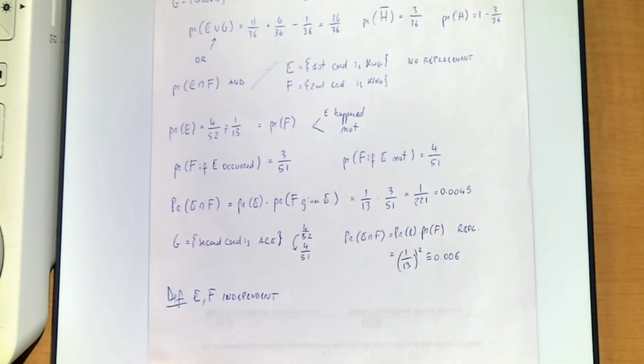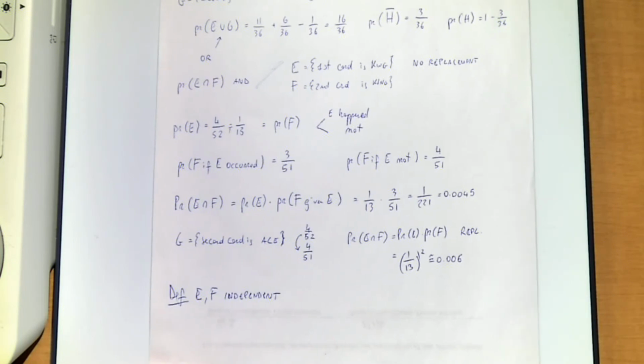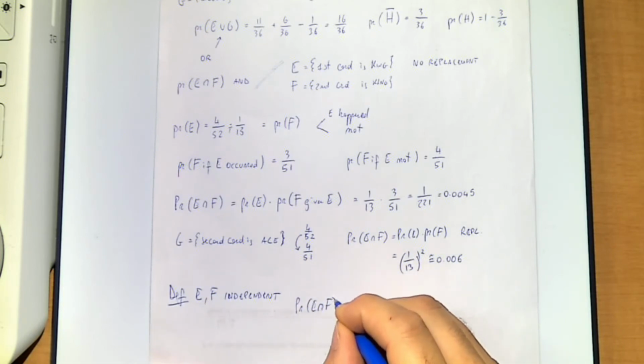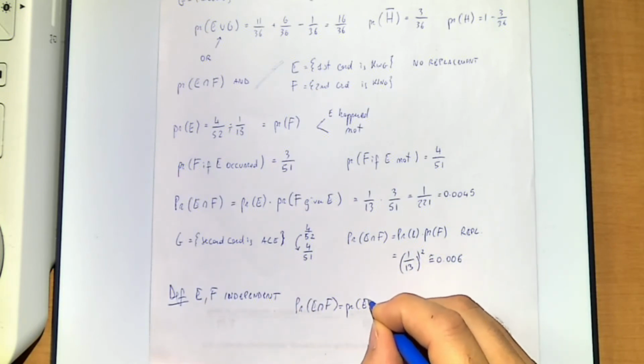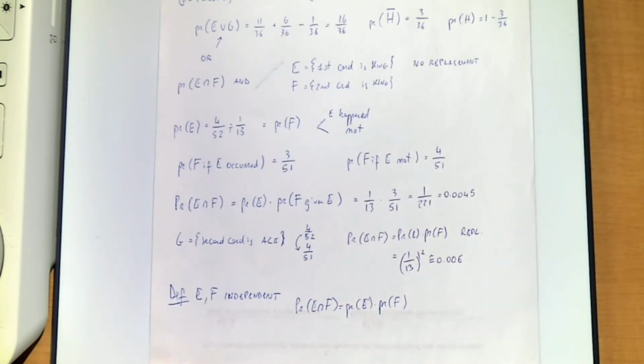What was the scenario for independence? That the probability of both events happening is their product. And that's how we like to define it: probability of E intersection F equals probability of E times probability of F. In other words, it means that the probability of F given E is the same as the probability of F. E doesn't affect that outcome.